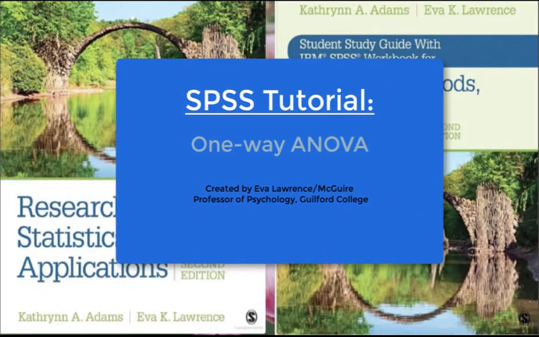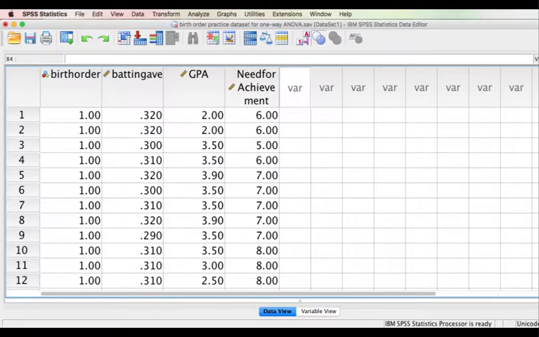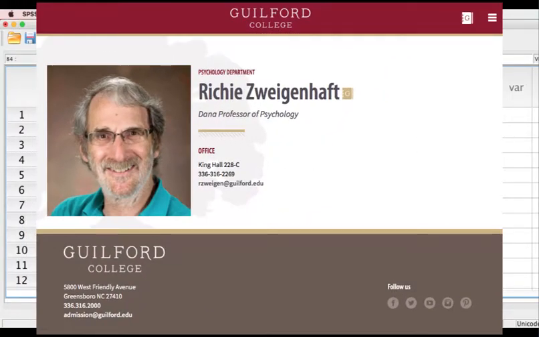This tutorial will cover one-way ANOVA. I recommend that you follow along in the workbook, but for this example, we'll be following the steps in the workbook, but using a different data set. Imagine that we've read and done some research that looks at the relationship between birth order, firstborns versus laterborns, and batting average. Now, this is actually based on real research conducted by my colleague, Richie Schweigenhoft.